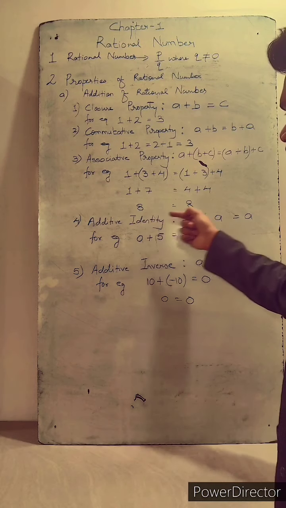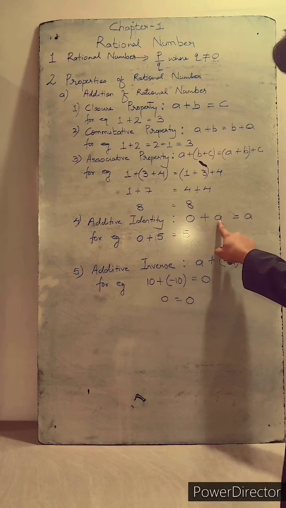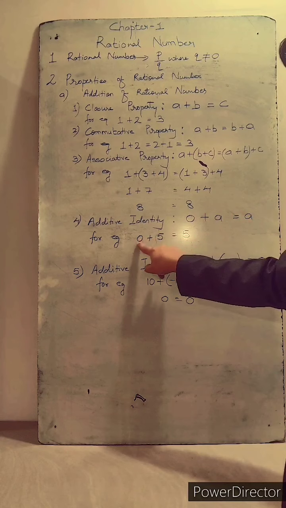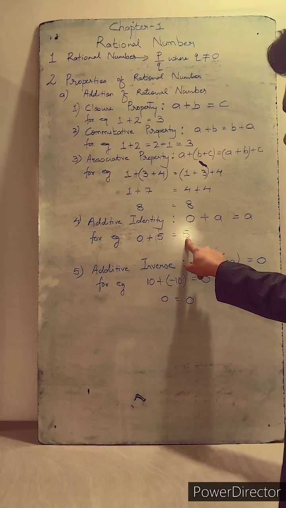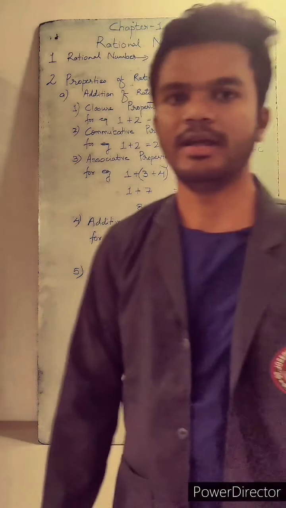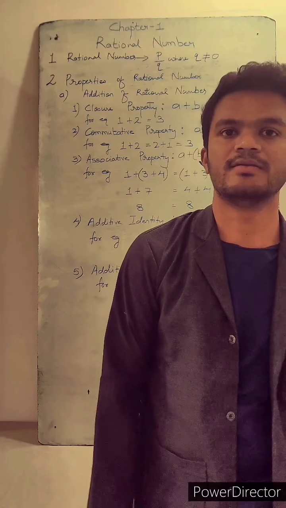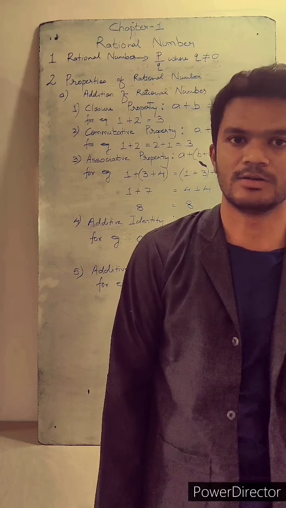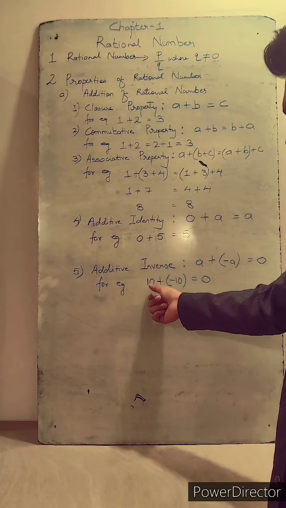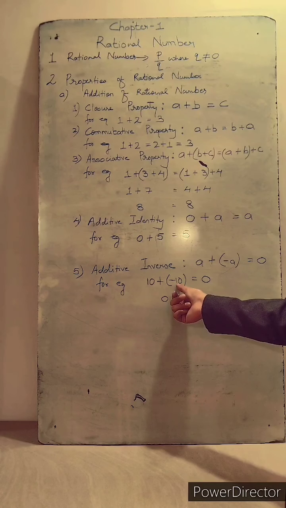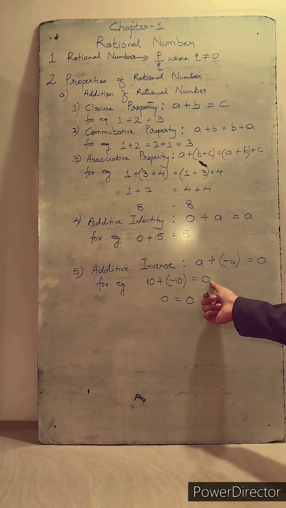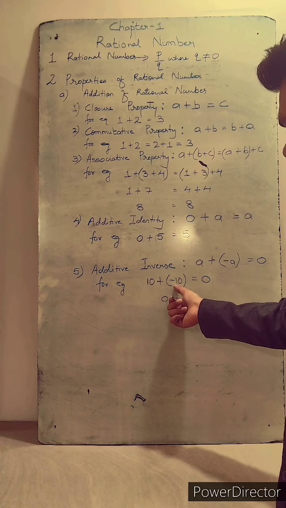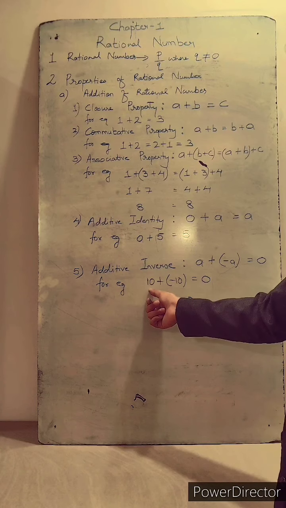The fourth property is additive identity. When 0 is added to any rational number, the result is always the same. There is no change in the rational number. That is, 0 plus 5, there is no change in the rational number, the result is the same, 5. The last property is additive inverse. It states that if the addition of two rational numbers is 0, then both the rational numbers are additive inverses of each other. For example, 10 added to minus 10, the result is 0. So we can conclude that the additive inverse of 10 is minus 10, or the additive inverse of minus 10 is plus 10.